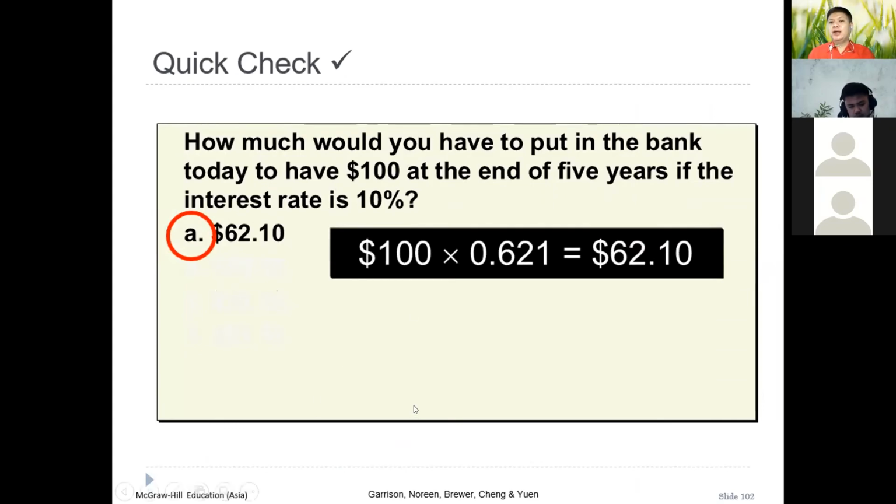So, you just say 100 multiplied by 0.621, that is 62.10. So I will invest now 62.10. At the end of 5 years, if the bank promises to give me 10%, so this becomes 100.